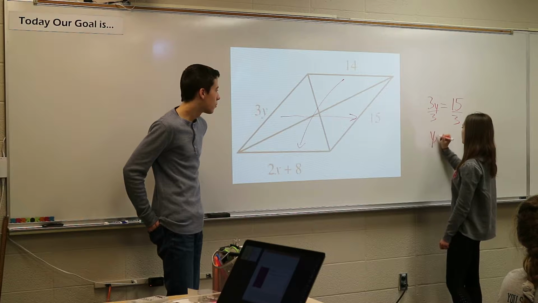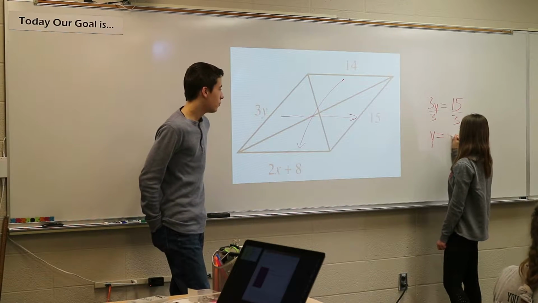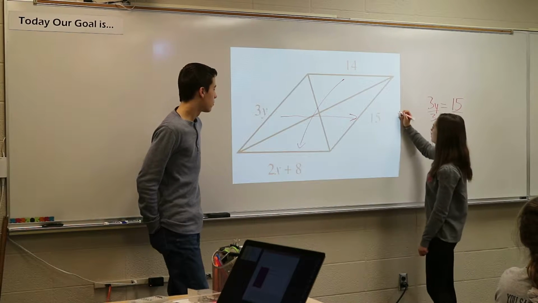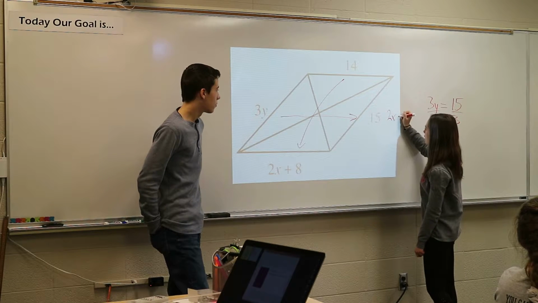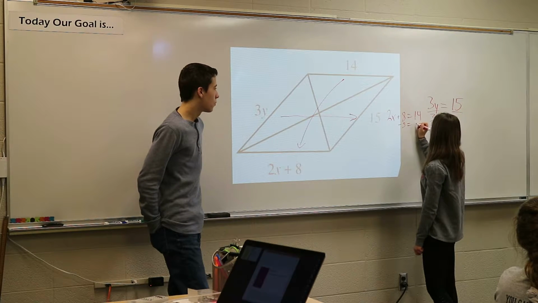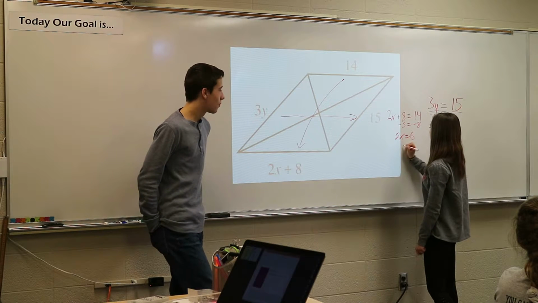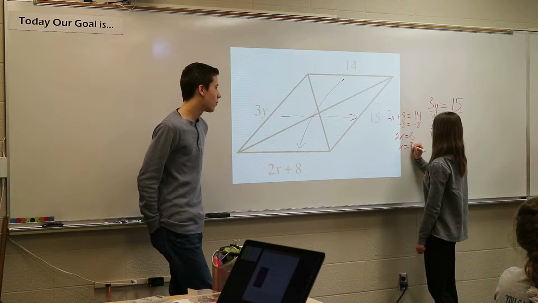And what was the theorem again that you guys used? 6.3. Opposite sides. Good. Very nice. And then to do the other one, you set the other ones equal. So 2x plus 8 equals 14. Subtract 8. 2x equals 6. X equals 3.